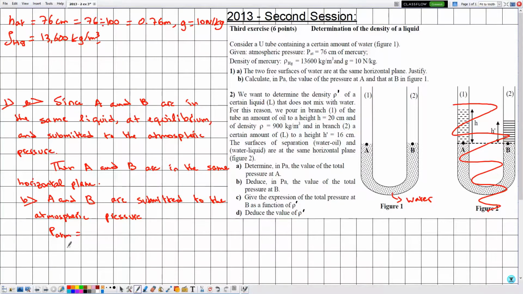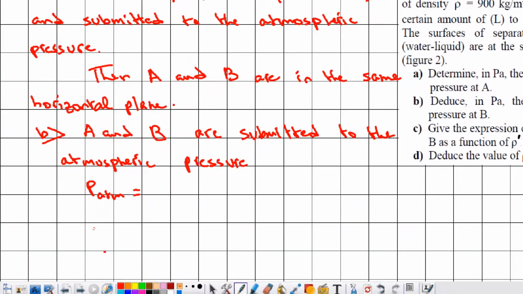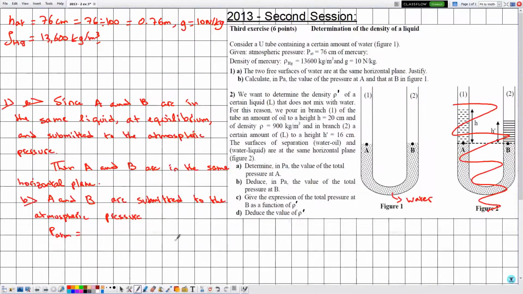Now the atmospheric pressure is equal to the pressure exerted by a 76 centimeter column height of mercury. So it's the pressure due to a liquid, and we know that the pressure due to a liquid is given by the density of the liquid times g times h. Here, because the liquid we are using is mercury, it's the density of mercury times g, and the height is given by 76 centimeter height of mercury. So the atmospheric pressure is equal to the density of mercury, which is rho Hg, multiplied by the value of g, multiplied by the atmospheric height.